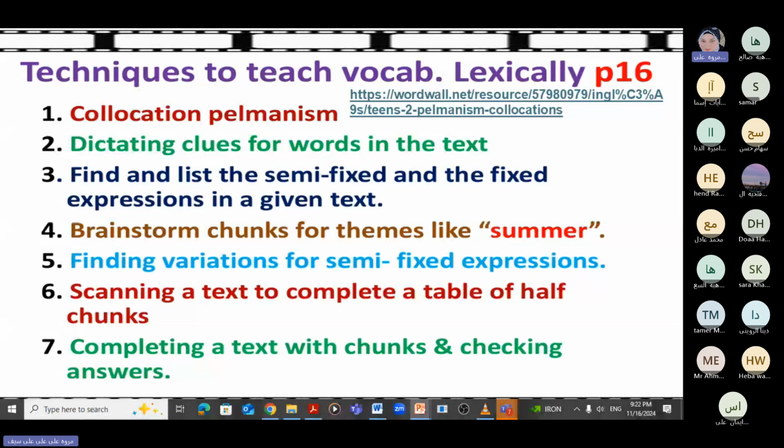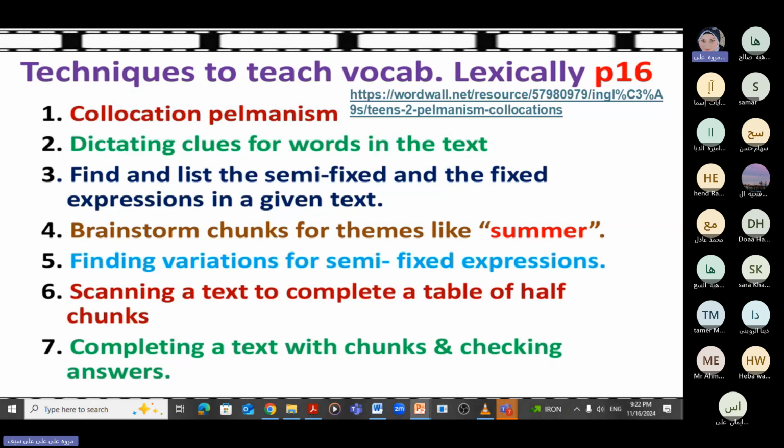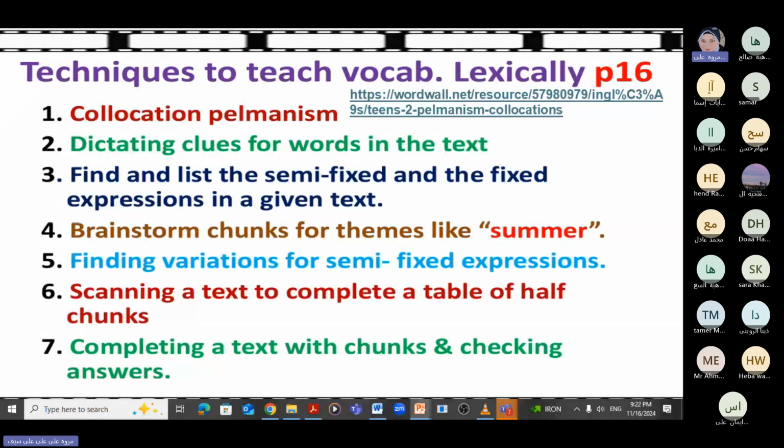Collocation pelmanism is mainly a matching activity. We have a lot of cards, and students have to pick two cards at a time and see if the two cards have parts or words that go together or not. If they match, they win the cards and continue the game like this. The student who has the most cards having collocations or expressions that go together is the winner. So let me not tell you much about it theoretically.